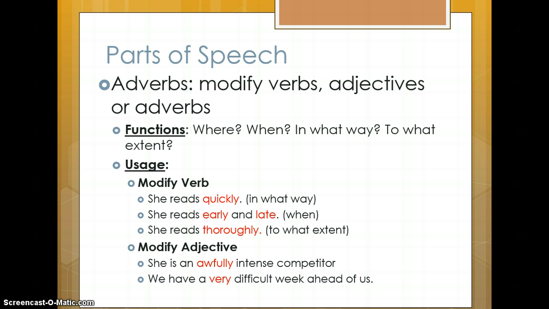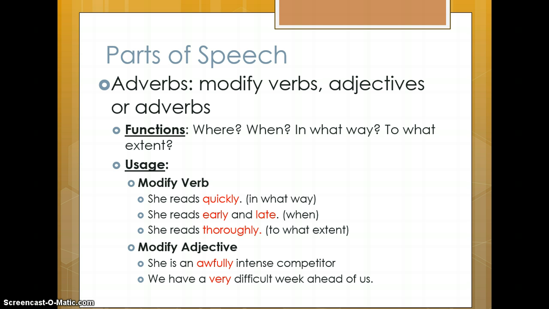So an adverb can modify a verb. She reads quickly. That answers the question in what way. Early and late. That answers the question of when. She reads thoroughly. Well, that answers the question to what extent. You'll notice that some adverbs follow that rule that you learned back in elementary school that they end with ly. Not all of them do.